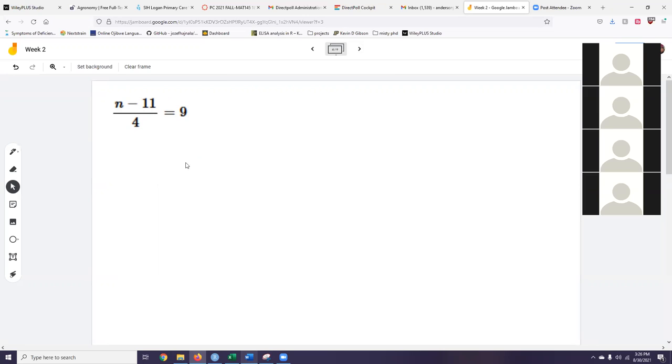So this one can be done two ways. Because of the distributive property, I could either rewrite this as n divided by 4 and all that is going to be equal to 9, and keep on doing the same. We've done problems like this one just before. Same basic concepts. But this gets really tricky.